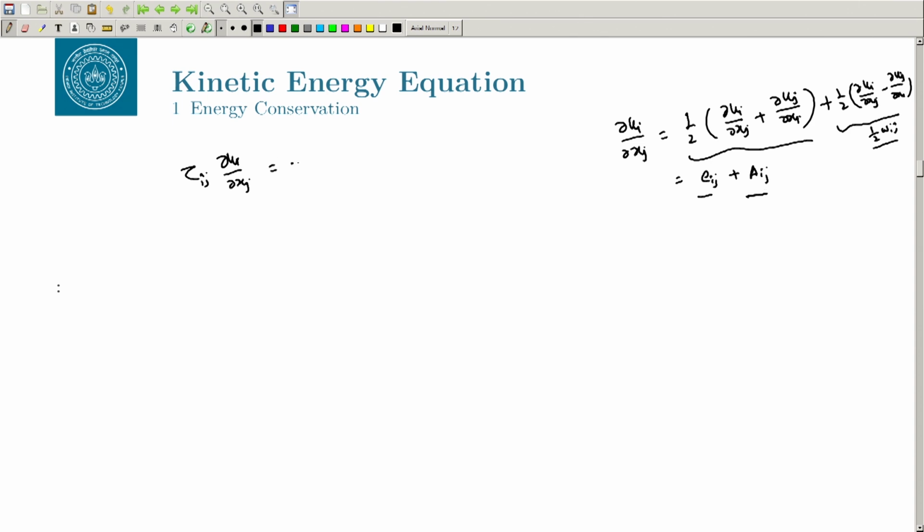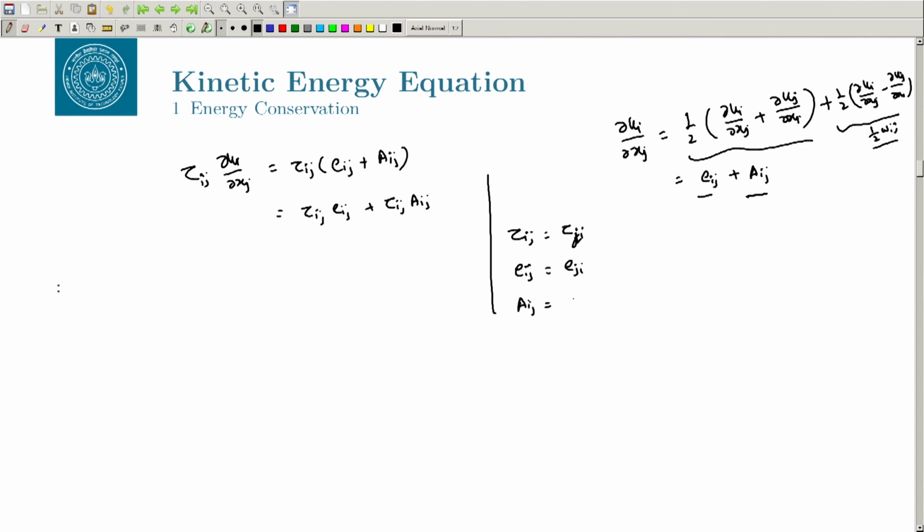So, you can write it as tau_ij (E_ij + A_ij), which can be written as tau_ij E_ij plus tau_ij A_ij. Now, tau_ij is symmetric, so tau_ij equals tau_ji. E_ij is symmetric, so E_ij equals E_ji, and A_ij is antisymmetric, so A_ij equals minus A_ji.